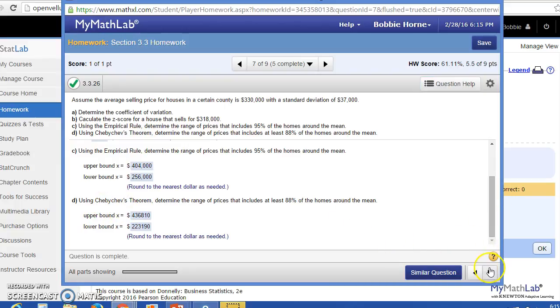Now, we'll look at one more just to make sure. And just keep in mind as you're working your homework, write your formulas down so you can refer to those. I would expect you to know how to calculate the z-score, x minus x bar divided by the standard deviation, which means your x value minus your mean divided by your standard deviation. That's how you calculate the z-score.